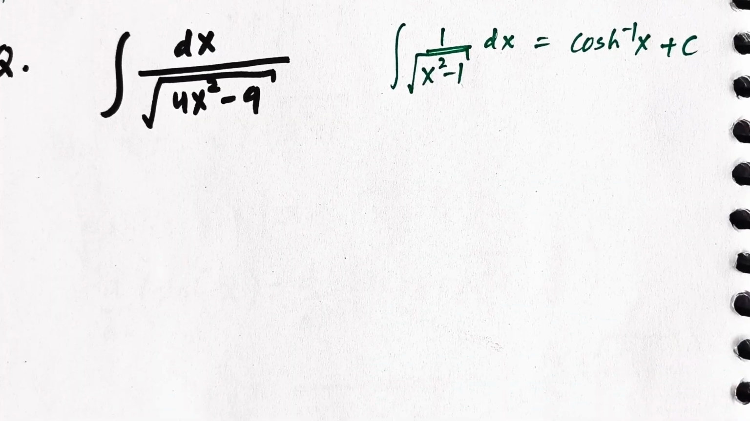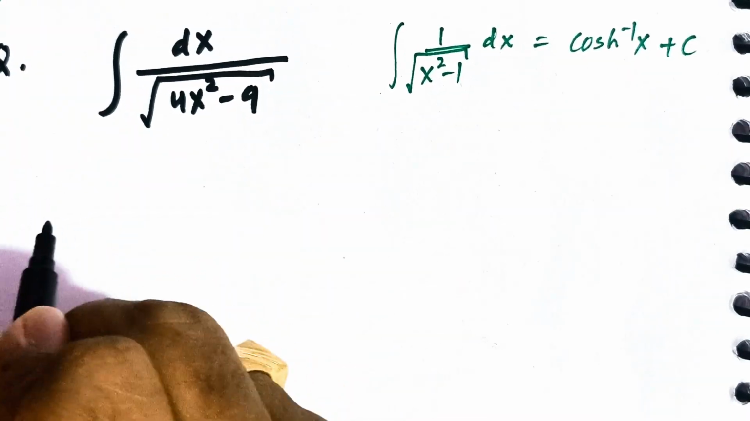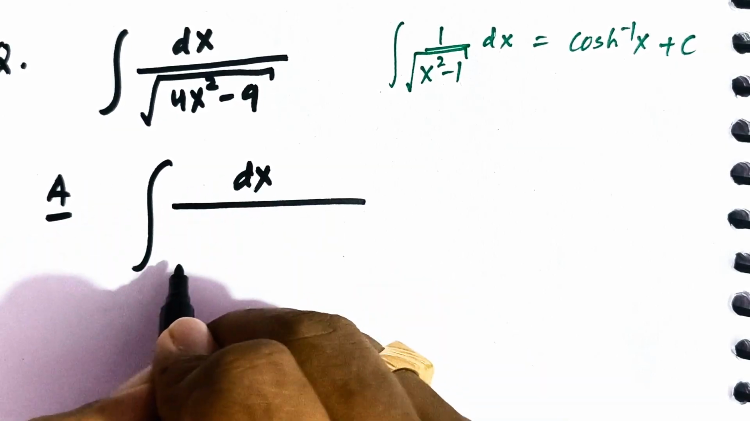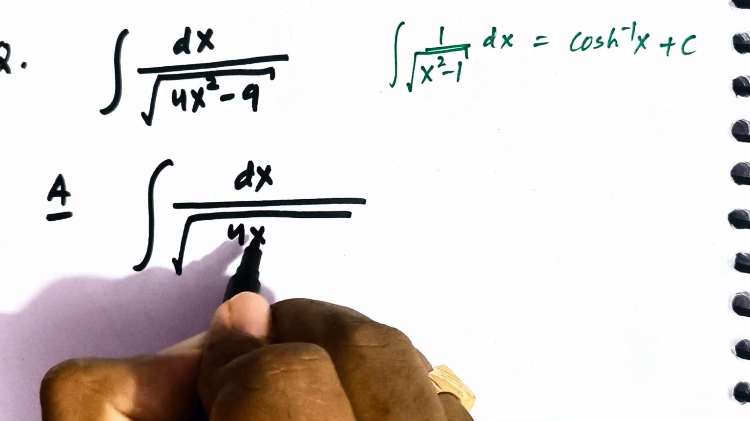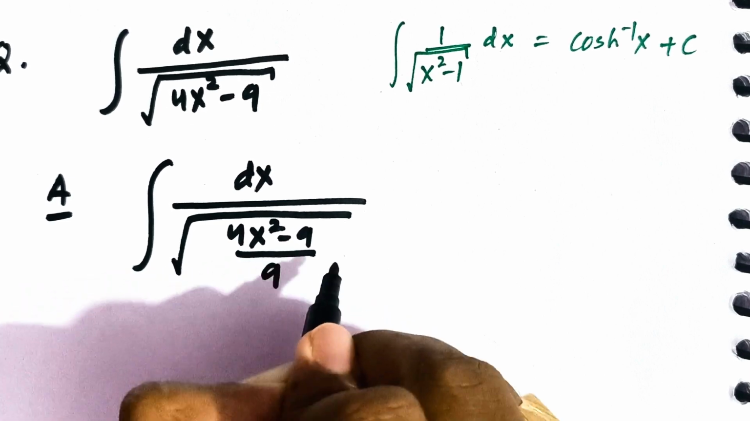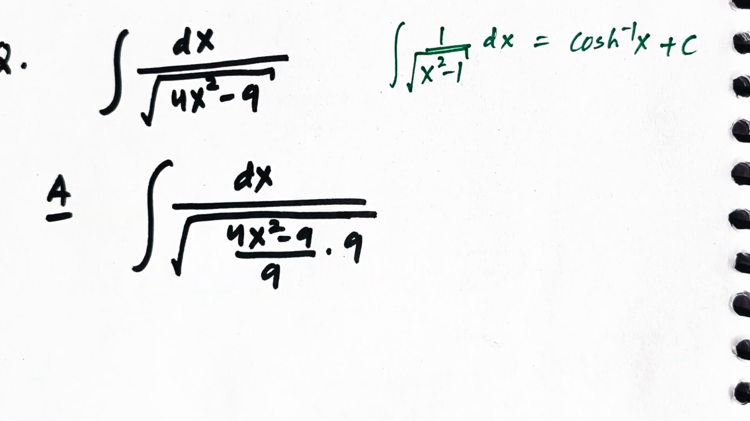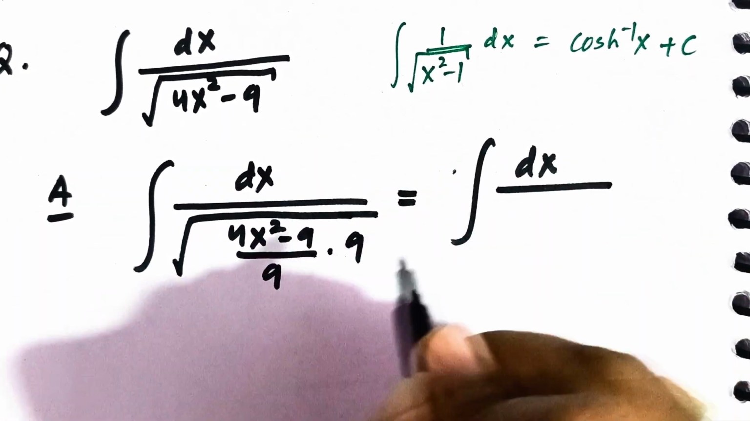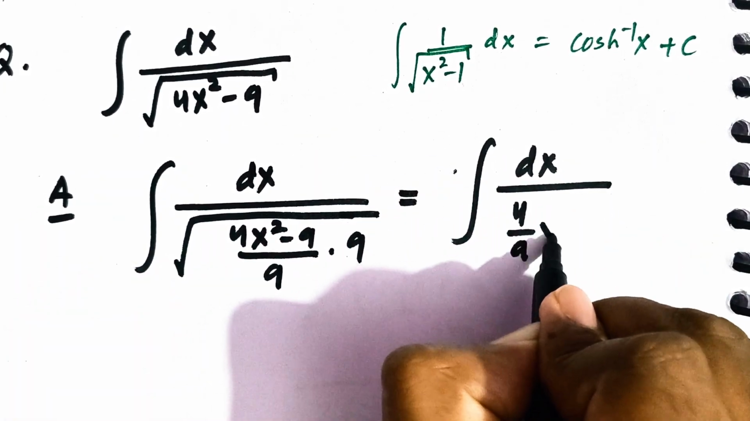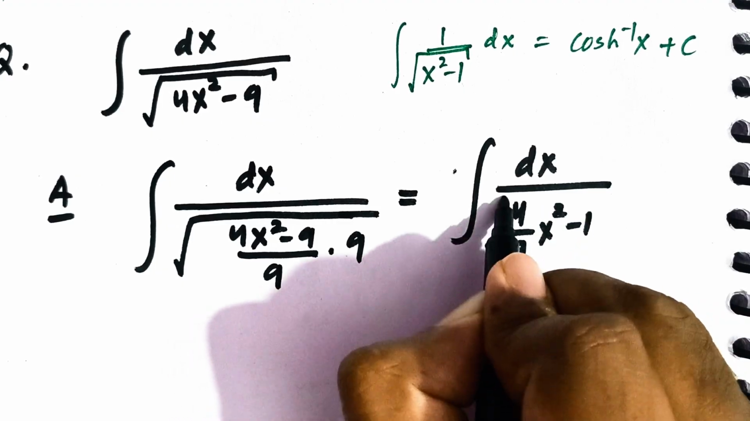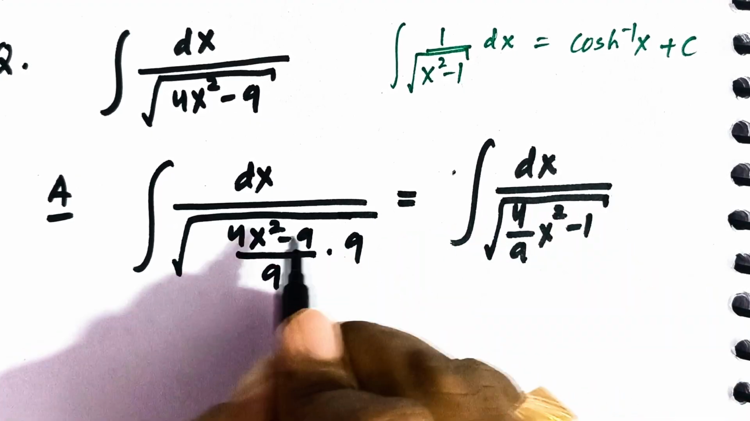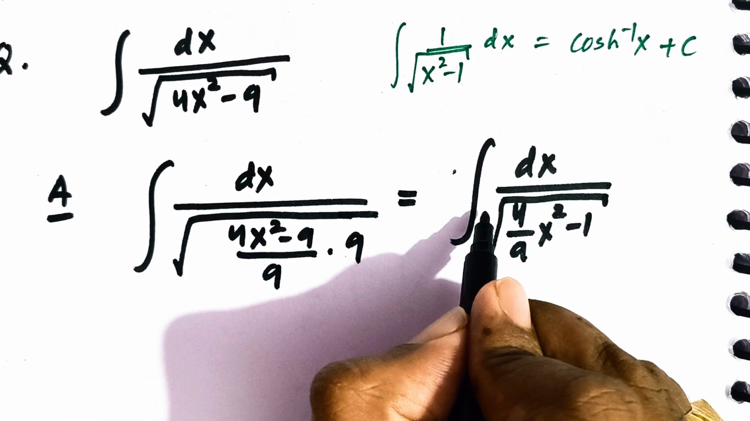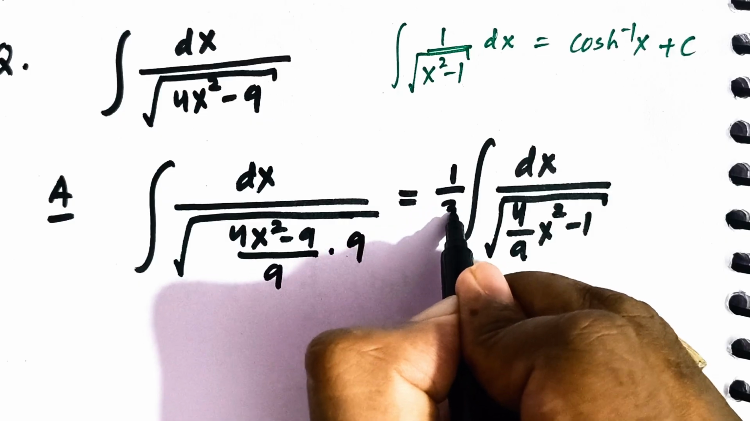Now let's divide the denominator by 9. What I am saying is, we have dx over the square root. Let us divide it by 9. If we divide, then you have to multiply 9 here. See, so this becomes square root of 4 over 9 x square minus 1. Let's take this 9 outside. When 9 comes outside of the square root, you have 3 here. So 3 is a constant. You can take 1 over 3 outside of the integration.